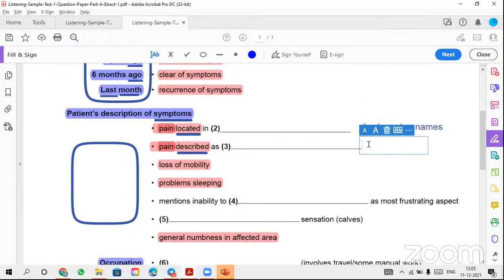Next one, pain described. Nature or quality of pain. Immediately the quality of pain, nature of pain, easy pain, difficult pain, moderate pain, mild pain, severe pain, troublesome pain, irritating pain, itching pain, excruciating pain, or different types of pains will come into your mind.